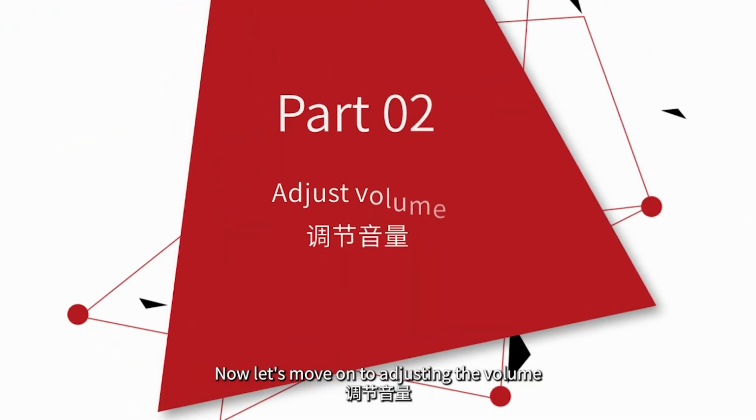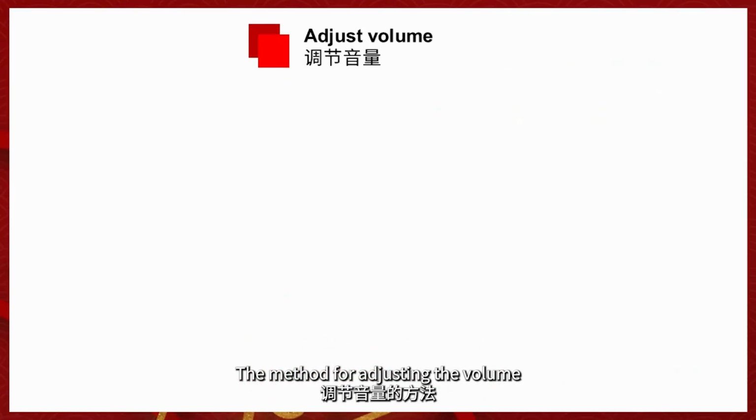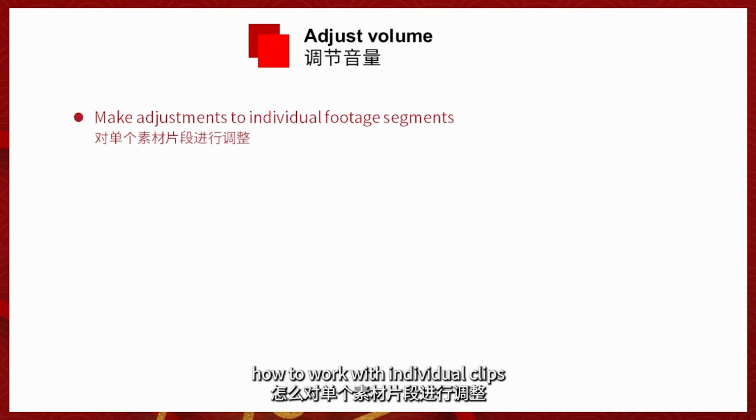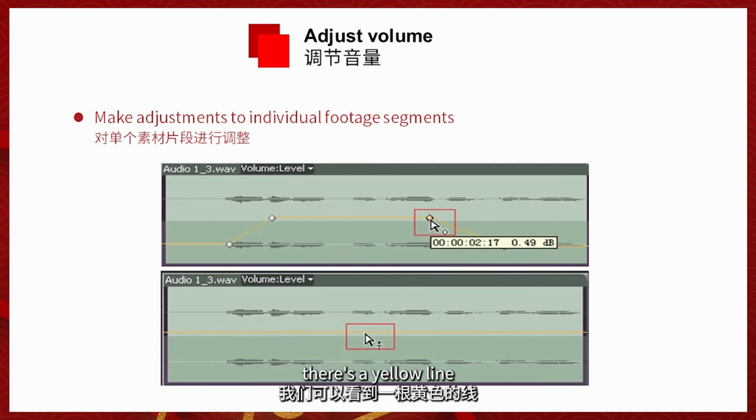Now let's move on to adjusting the volume. The method for adjusting the volume. Let's first look at how to work with individual clips. As you can see in this illustration, there's a yellow line. As we mentioned before, the default function of this line is for opacity, while in audio, it represents volume.